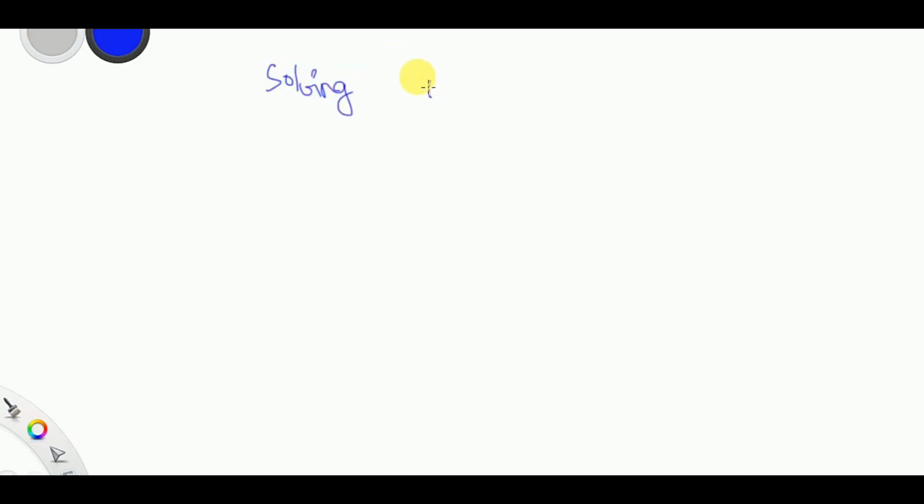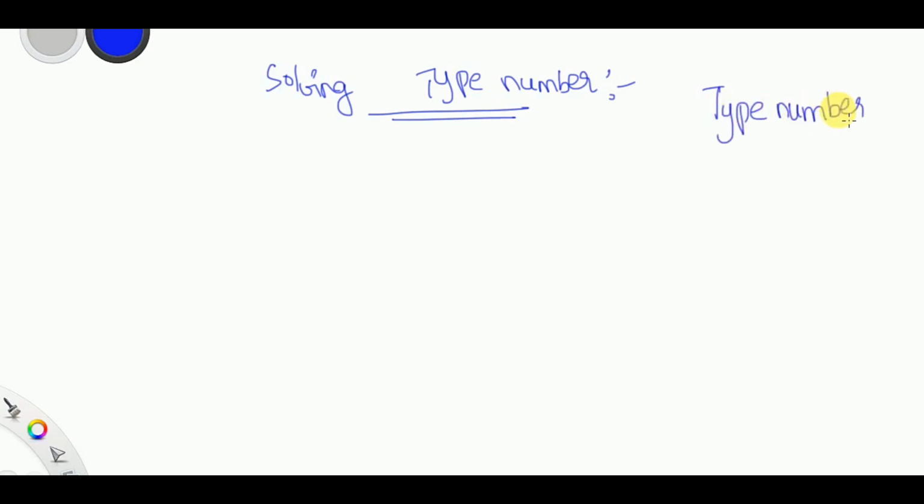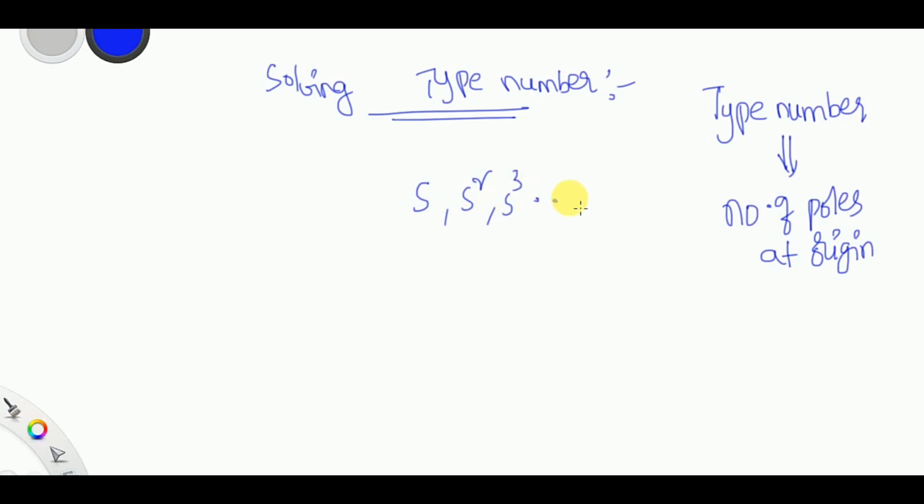In this video I am going to explain solving problems regarding type number. We are going to solve two to three examples on finding the type number of the system. As I already mentioned, type number means the number of poles present at the origin. So if you have s or s square or s cube terms in the denominator, then you can count them as the type number of the system.